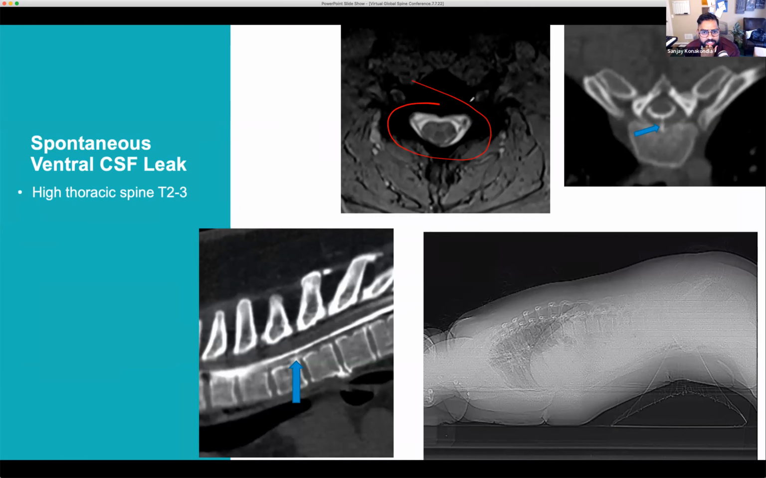Typically the challenge with these cases is not treating it, but actually identifying them, right? So we're able to pinpoint this area of leak via a prone CT myelogram. And you can see this ventral leak here, right by a small bony spicule there. Tiny, but important.